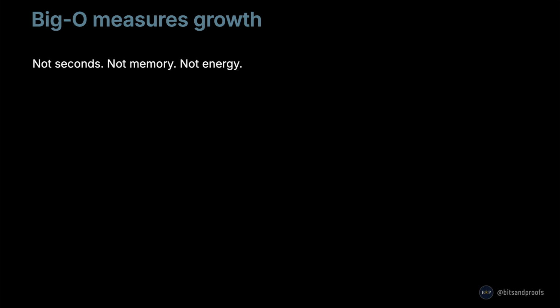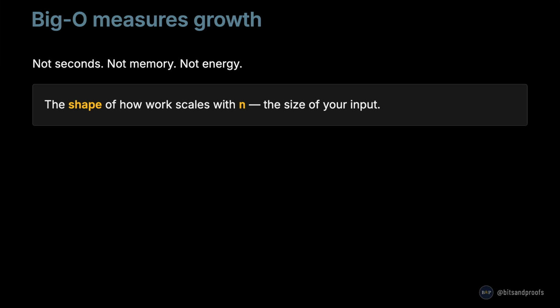Big O measures growth. Important: Big O does not measure seconds. It does not measure memory usage. It does not measure energy consumption. None of those. Big O measures the shape of how work scales with n, where n is the size of your input. Maybe n is the length of a list. Maybe n is the number of users. Maybe n is the size of a file. Whatever n is, Big O describes the relationship between n and the amount of work.